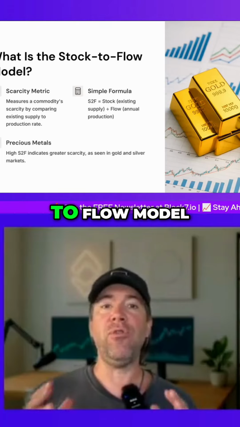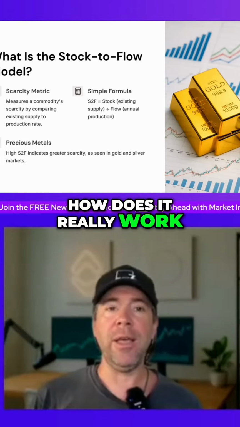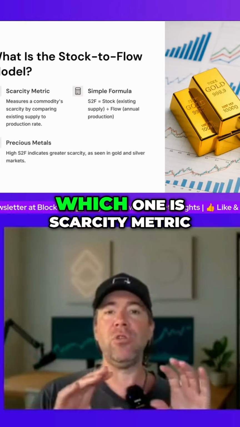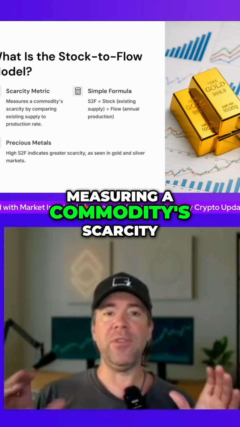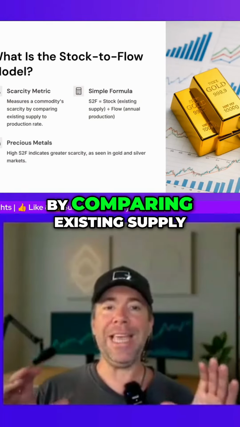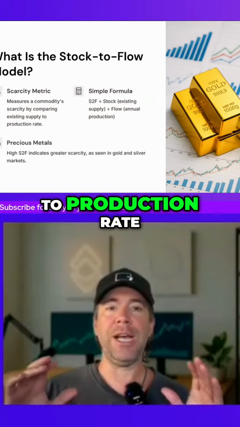What is the stock-to-flow model? How does it really work? There are important points, one of which is the scarcity metric, measuring a commodity's scarcity by comparing existing supply to production rate.